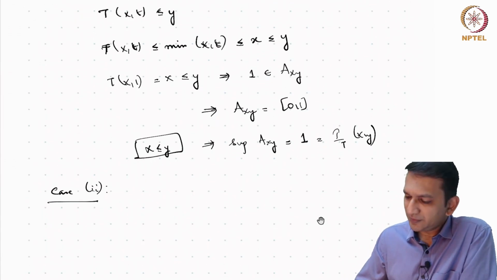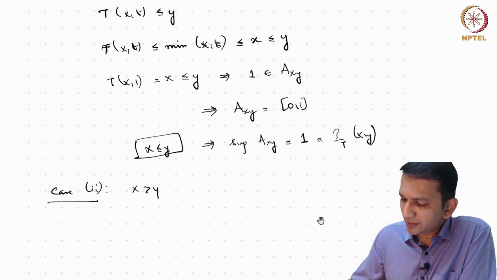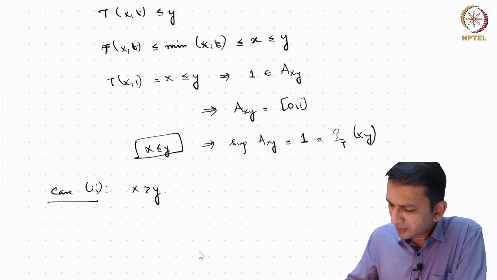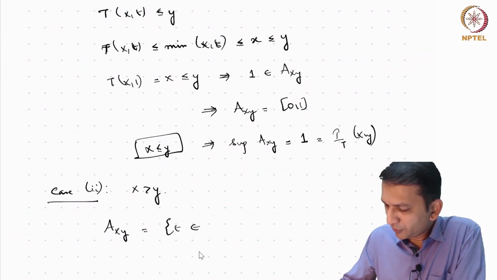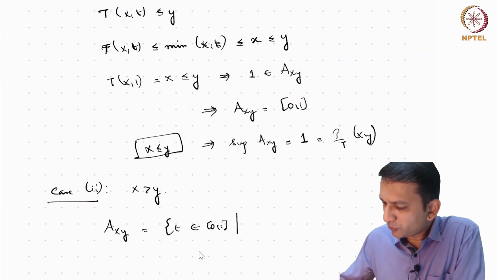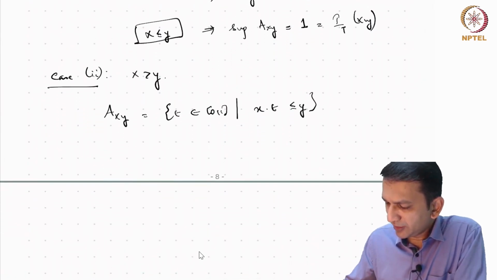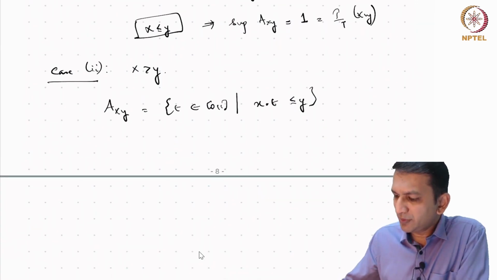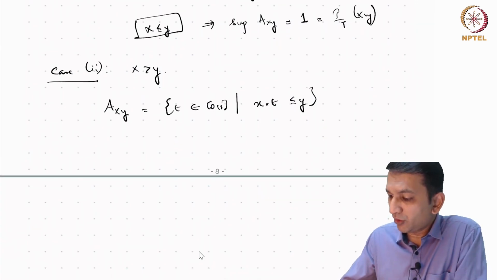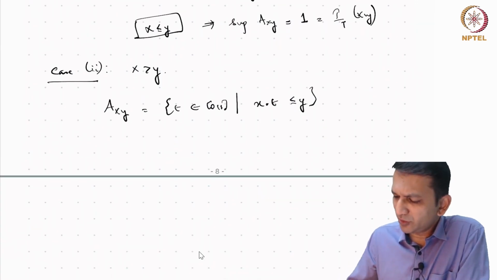Now consider the case x greater than y. In this case, let's look at a_xy. It is the set of all t element of [0, 1] such that, for the product t-norm, xt is less than or equal to y. Note that x is greater than y, and now we want the maximum such t, the supremum of all those t such that xt is less than or equal to y.